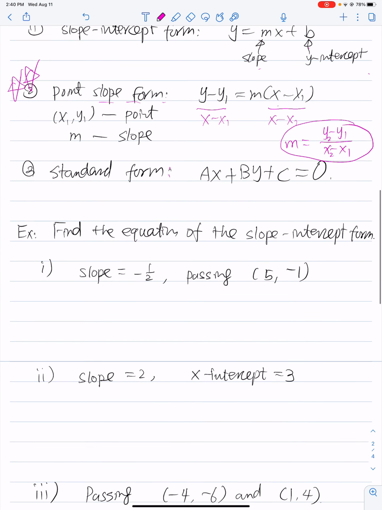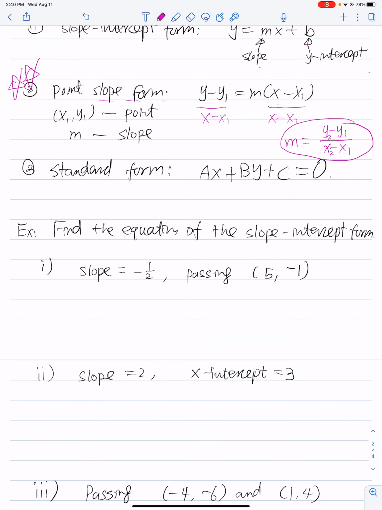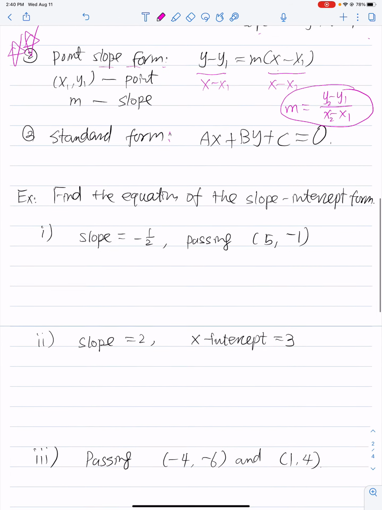So let's look at the equation. We want to find the equation in slope-intercept form with these things. Okay, so the first one: the slope is equal to negative half, passing through (5, -1). Which formula should we use?